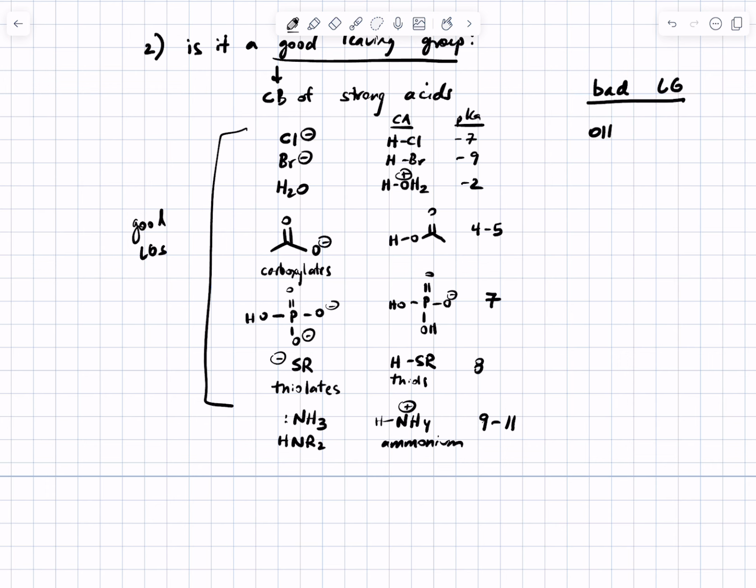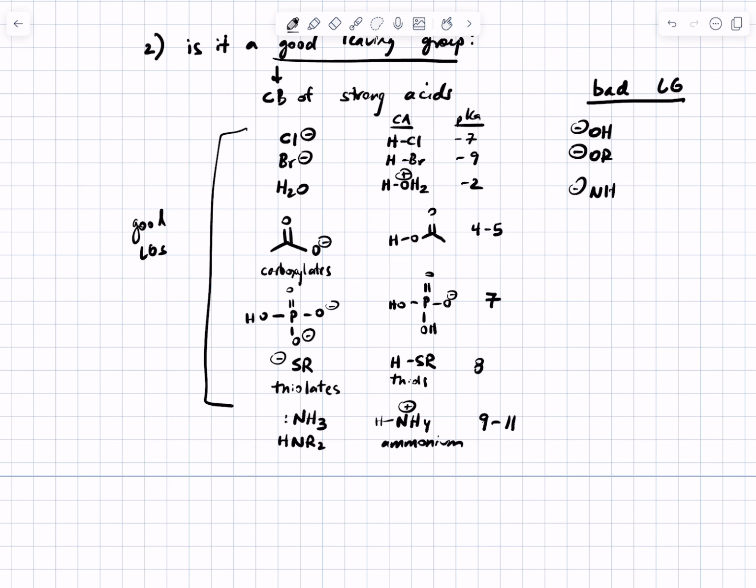Bad leaving groups include OH minus and OR minus. That shouldn't be a surprise to you. You had a whole chapter in 351, chapter 9 on alcohols, ethers, and epoxides, where the major theme of that chapter is, if you wanted to do chemistry with alcohols, you had to first turn the OH into a good leaving group, right? So OH minus and OR minus are generally bad leaving groups.